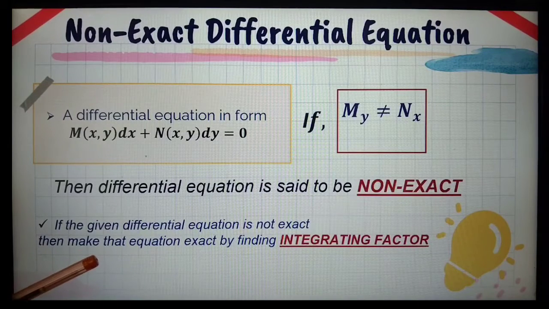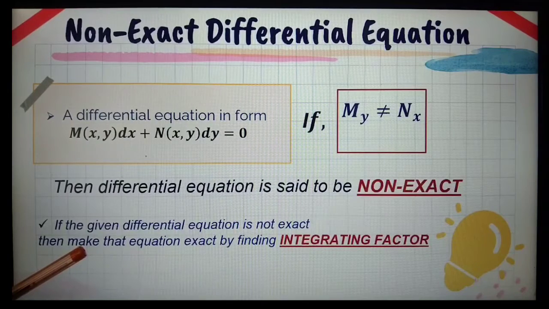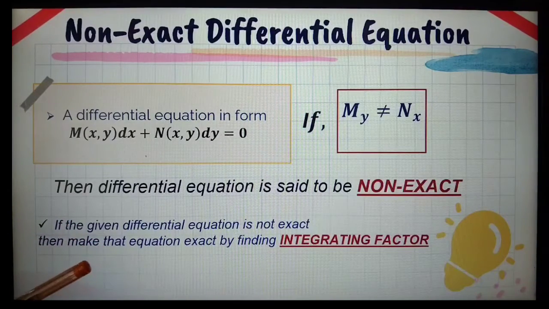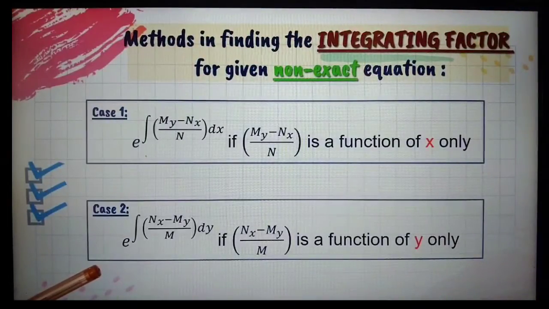In a non-exact differential equation, the idea is that we are going to determine an integrating factor that would make the non-exact differential equation into exact. Then, the integrating factor will be multiplied with the original differential equation. Once we multiply it, we are going to test its exactness, and if it becomes exact, then we can find its general solution. So, there are methods in finding the integrating factor for the given non-exact equation.